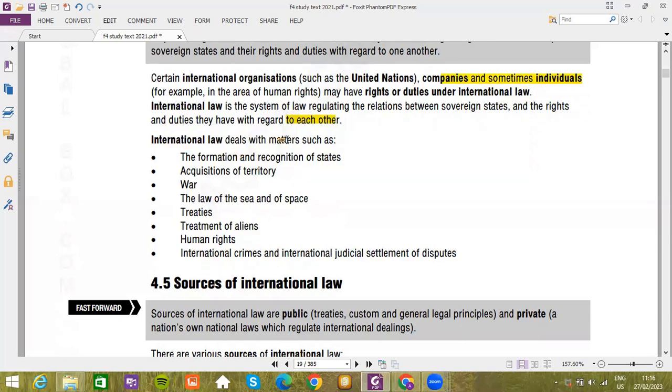International law deals with matters such as formation and recognition of states, acquisitions of territory, war, law of the sea and space, treaties, treatment of aliens, human rights, international crimes, and international judicial settlement of disputes.